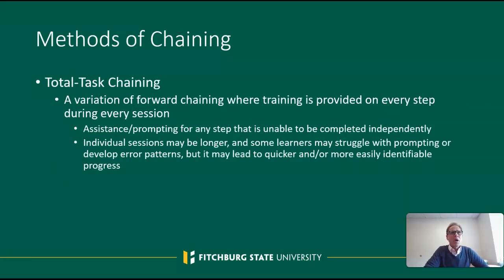A second method, which is a variation of forward chaining, is called total task chaining. And this is where training is provided on every step during every session. And assistance or prompting is provided for any step that is unable to be completed independently, but then we go ahead and we progress to the next step.